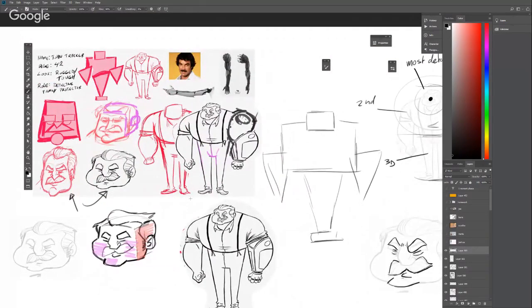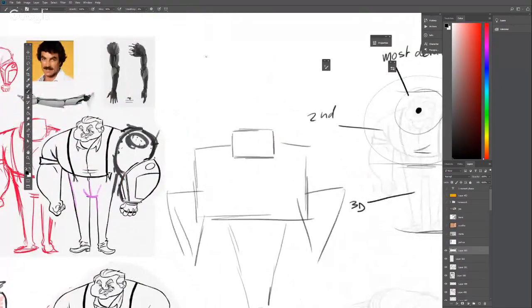Maybe it's cool to also make some other expressions. How is he yelling? How is he smiling? How does he look when he's in love? Something like that. I'm really curious about how it looks if you make different expressions in different poses with this character.